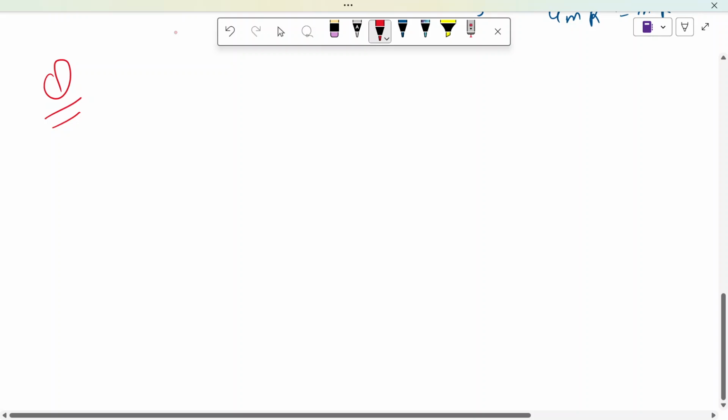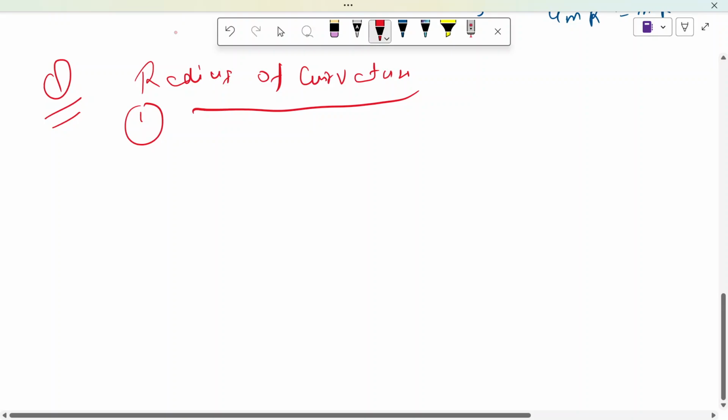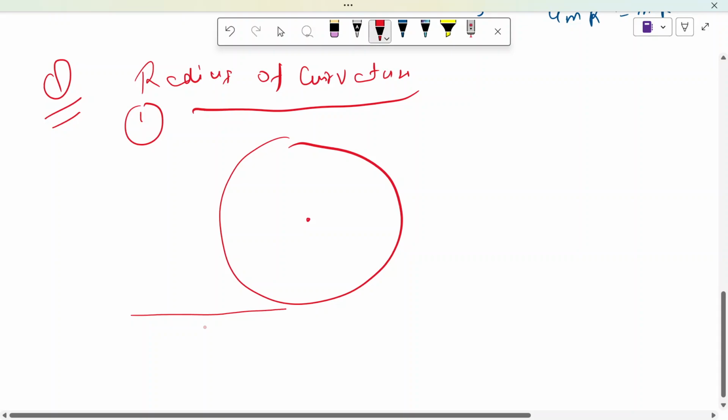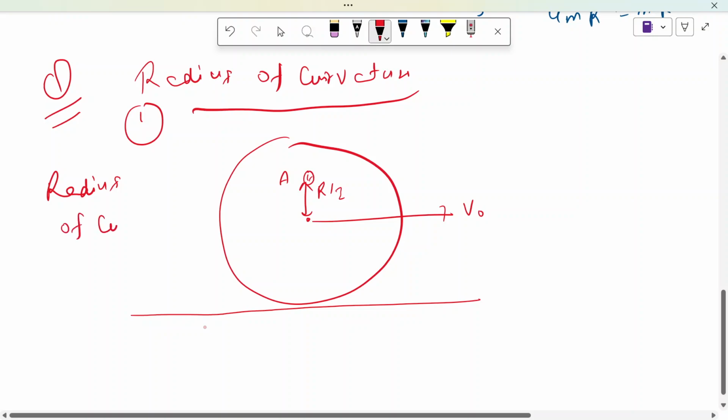It is also on rotational motion itself, and the problem is based on the radius of curvature concept. So in this problem, we will basically nourish our concept about radius of curvature. Okay, let's take a problem. The problem statement is there is a sphere which is basically pure rolling on a surface, and it has a velocity of center of mass equal to v naught. At a distance of r by 2 from the center, we have to calculate the radius of curvature of that point. Let's call this point A. So we have to calculate the radius of curvature of point A.